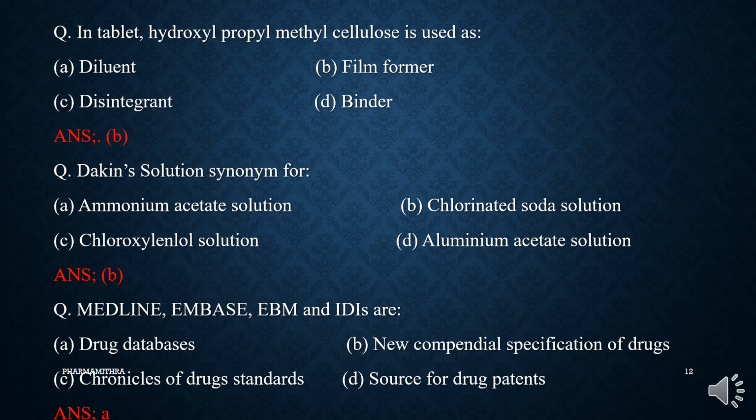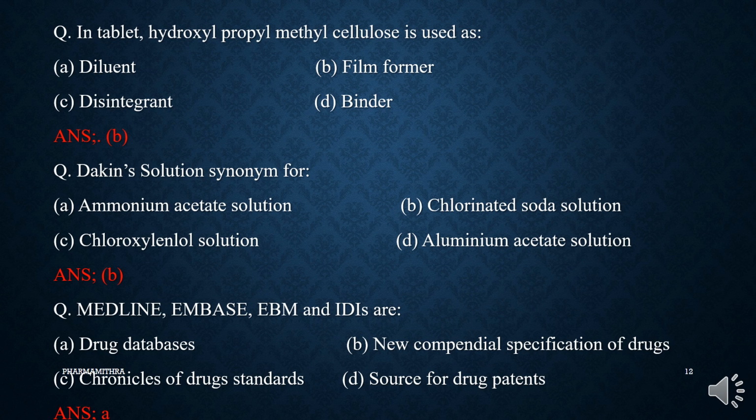Next question, in tablets, hydroxypropyl methyl cellulose is used. HPMC is used as a coating agent as well as a film former. So option B is the right answer. The best examples for diluents or fillers are starch, lactose, sorbitol, xylitol, etc. Disintegrant means it will help to break the tablet, and examples are starch, cellulose, etc. And the binders used in our products are sucrose, gelatin, starch, etc.